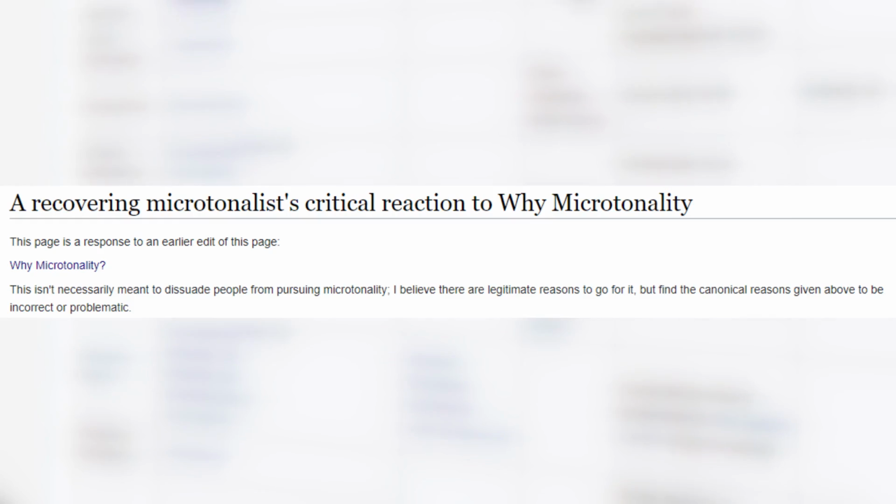So, while I've given you my opinion on this, someone else actually posted a rebuttal to an earlier version of this page, which was titled, A Recovering Microtonalist's Critical Reaction to Why Microtonality. This rebuttal brought up some neat points about the original arguments, which don't seem to be overly different from the ones I presented above, and why those original arguments are kind of flawed. They do, however, bring up reasons that they feel are reasonable for pursuing microtonality, which they preface with this statement.